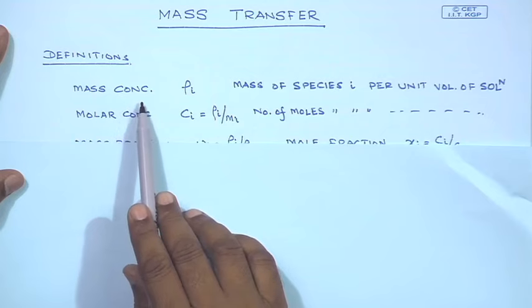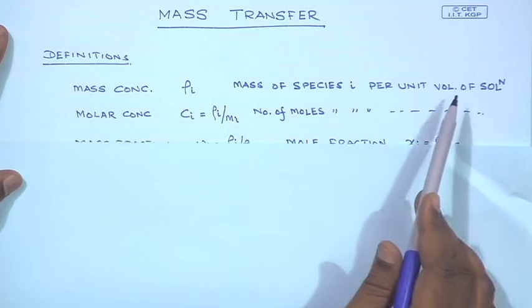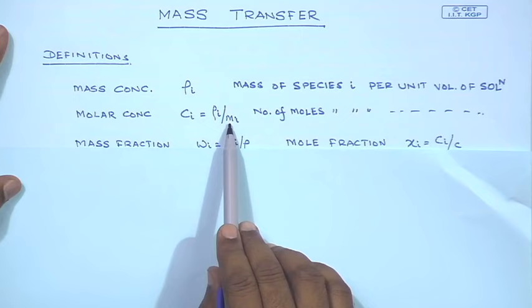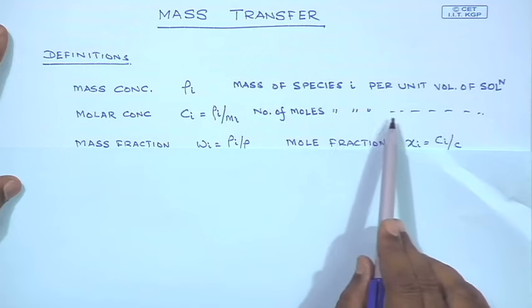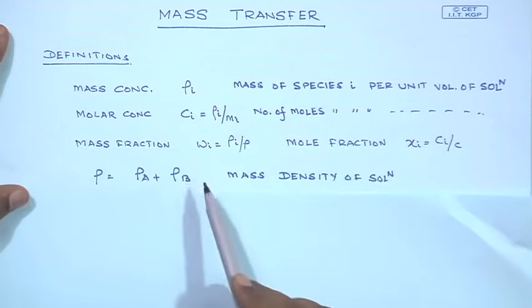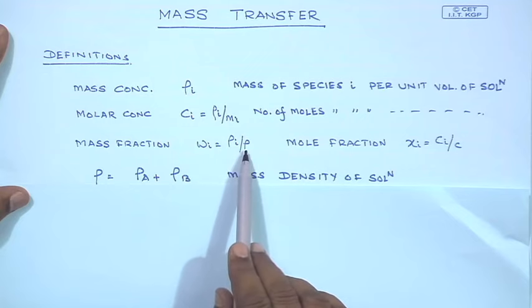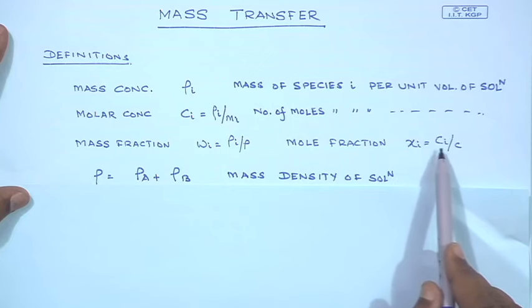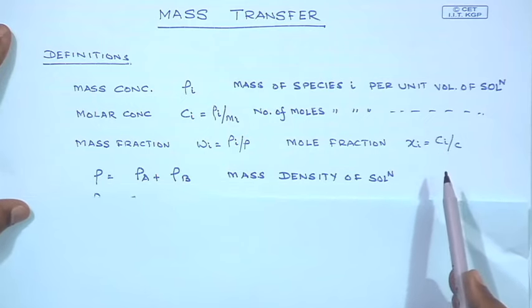So, the mass concentration is essentially the mass of species I per unit volume of the solution. Similarly, the molar concentration is simply rho I by M I, where M I is the molecular weight of component I. So, this is the number of moles of I per unit volume of the solution. The mass fraction is simply defined as the mass concentration divided by the total concentration. The mole fraction x I is c I by c, the molar concentration of one species divided by the total molar concentration.